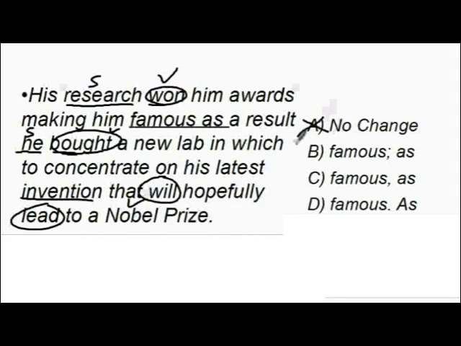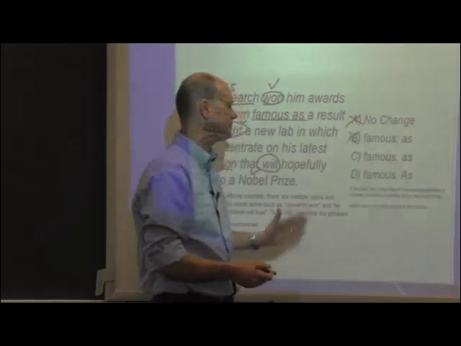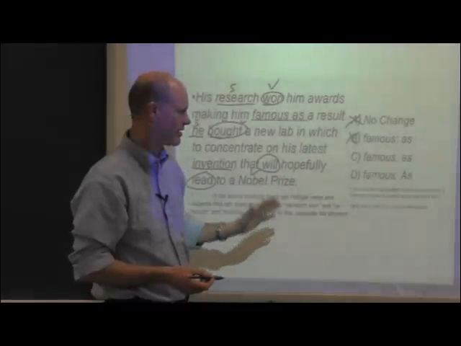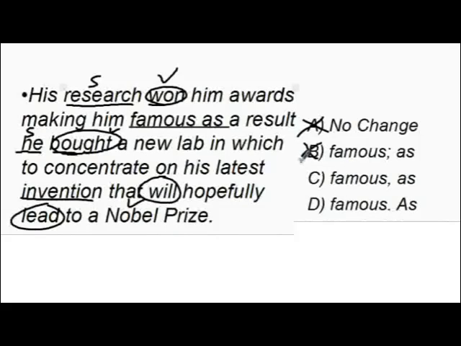A, no change. That one's out. "Making him famous; as a result." We need to separate them into separate sentences. Semicolon doesn't make sense there. As I mentioned, you have two independent clauses. You wouldn't want to just separate them with a comma. That would give you a comma splice. So that would be incorrect. The only one that separates them into separate sentences is D, "famous as."